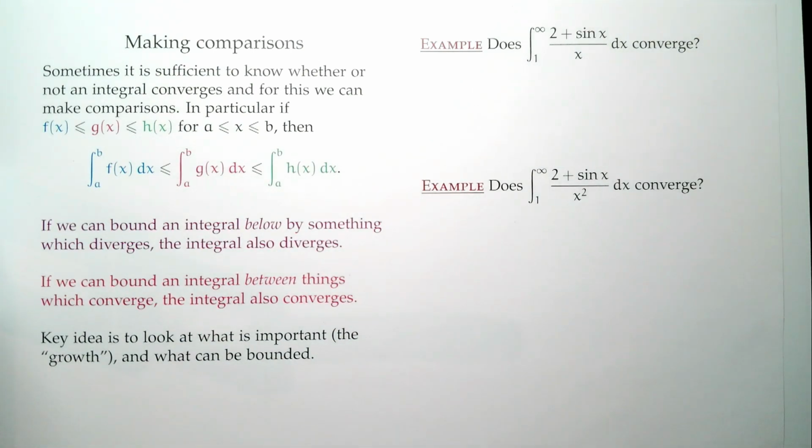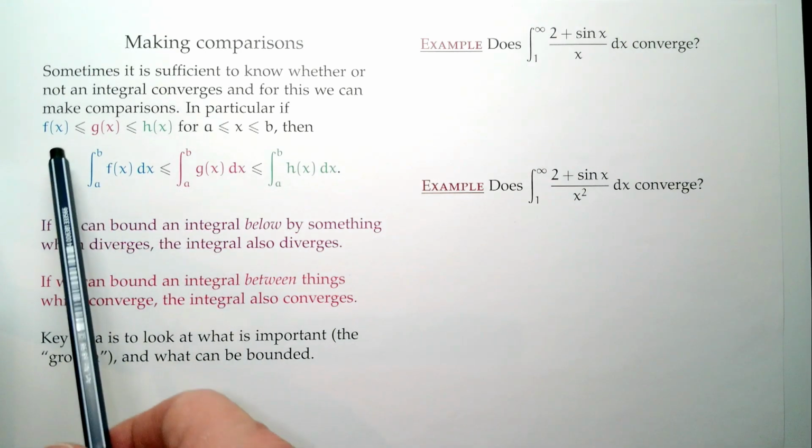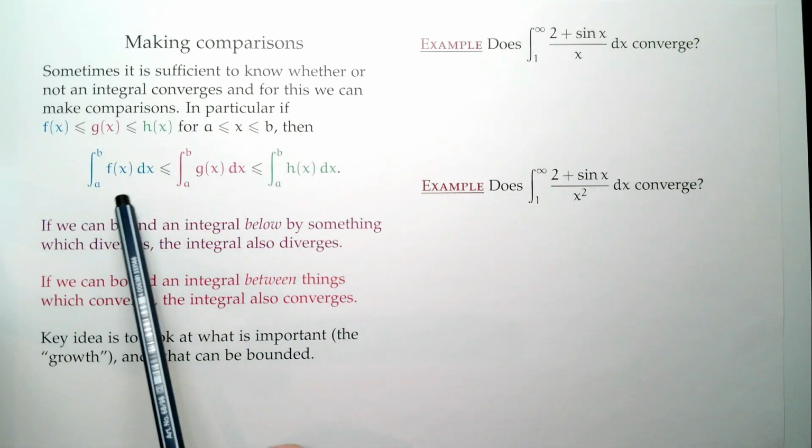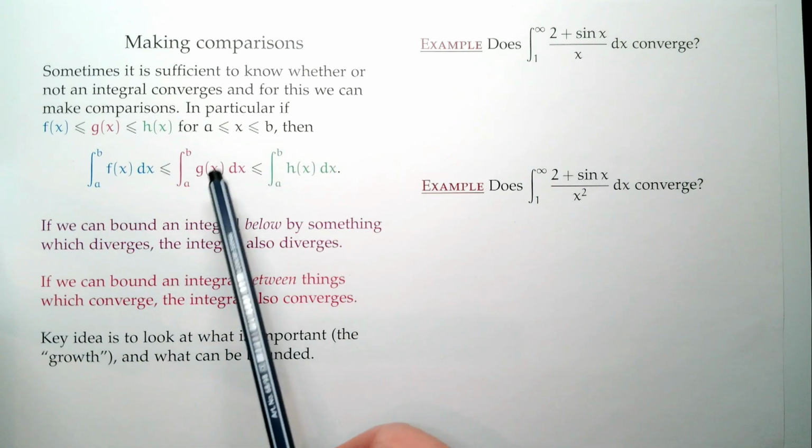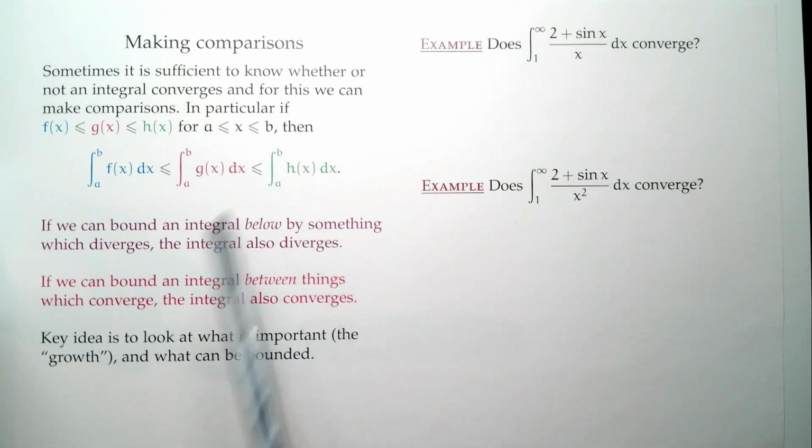All right, so f is below g is below h. And if that's true between a and b, then the integral from a to b of f is below the integral from a to b of g is below the integral from a to b of h, which makes sense. I'm saying if my function is smaller, my area should be smaller. That's okay. That's intuitive. How does that help us?